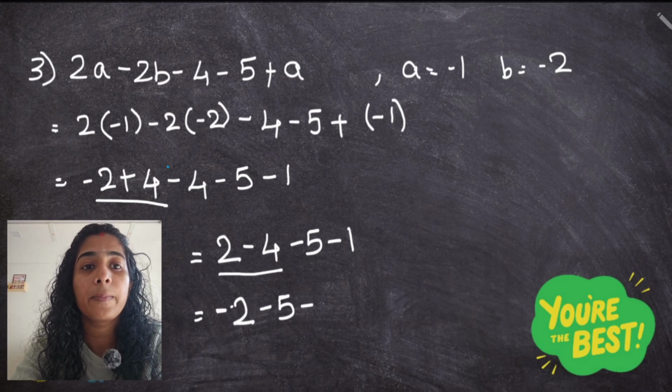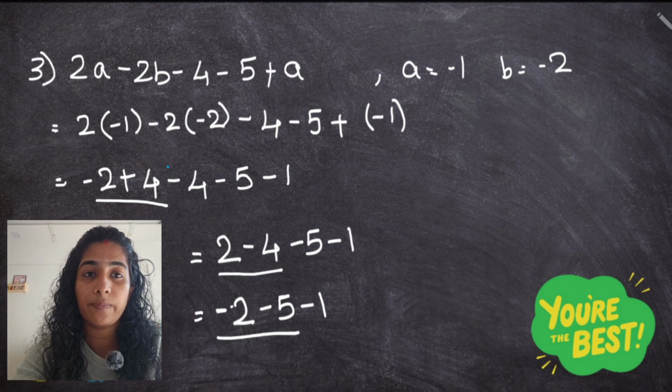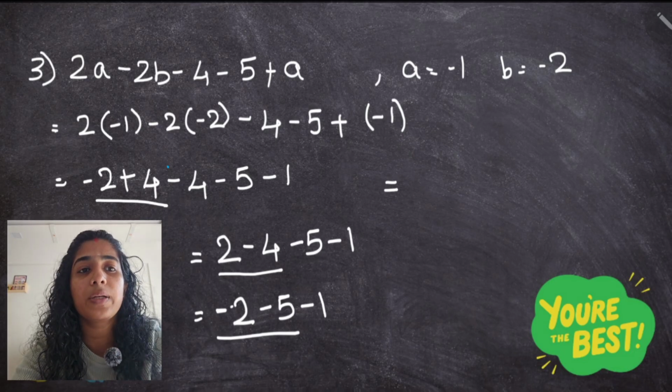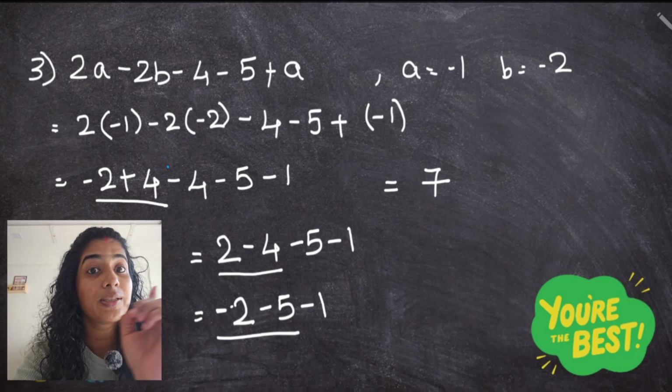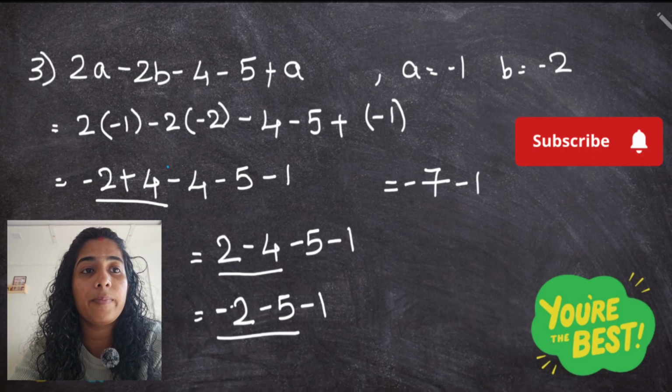Minus 5, minus 1. Now solve this 2. Minus 2, minus 5. Both are negative numbers. So which operation am I going to carry out? Perfect. It is addition. So first add it. 2 plus 5 gives me 7. And which sign am I going to put? Negative. Why? Because it is the sign of the bigger number, which is 5. So minus. And again minus 1.